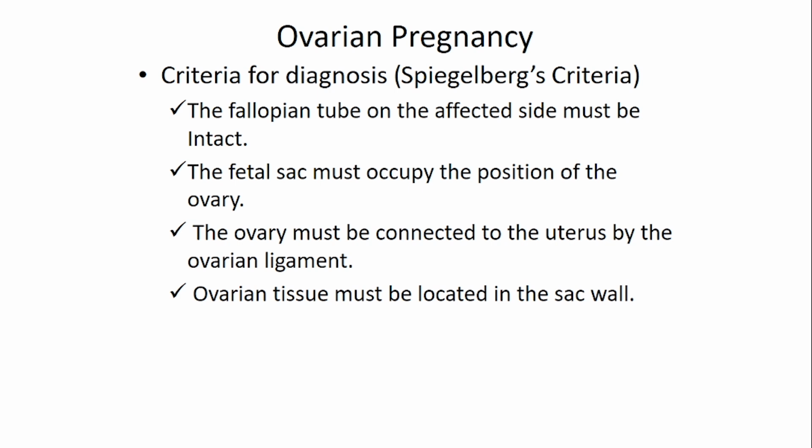1, the fallopian tube on the affected side must be intact. 2, the fetal sac must occupy the position of the ovary. 3, the ovary must be connected to the uterus by the ovarian ligament. And finally, 4, ovarian tissue must be located in the sac wall.